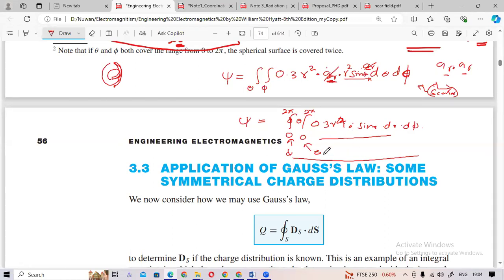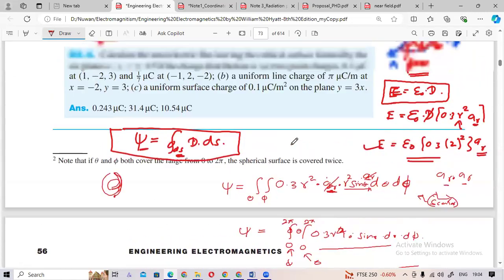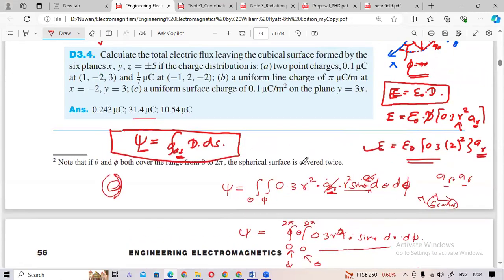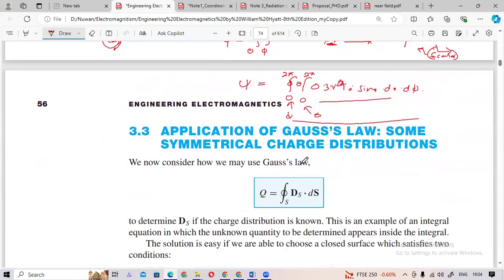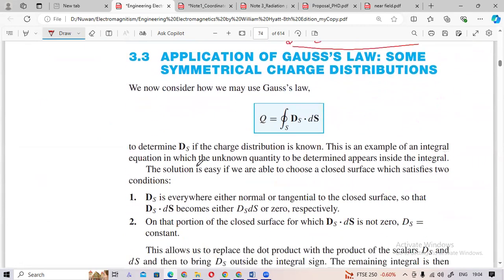Okay. Then you will get this answer. So try it. So what you need to do is I will tell it again, to find the phi.